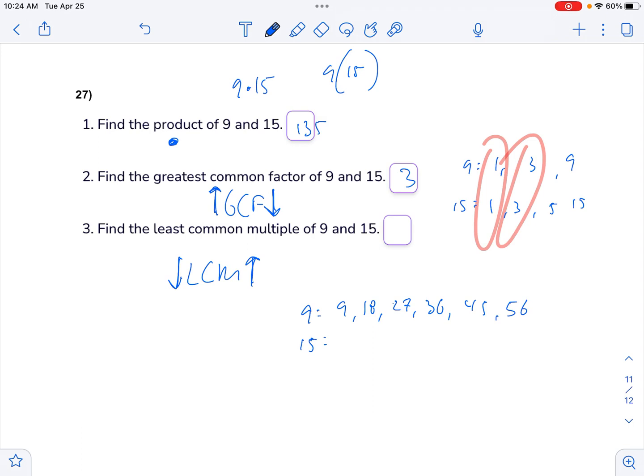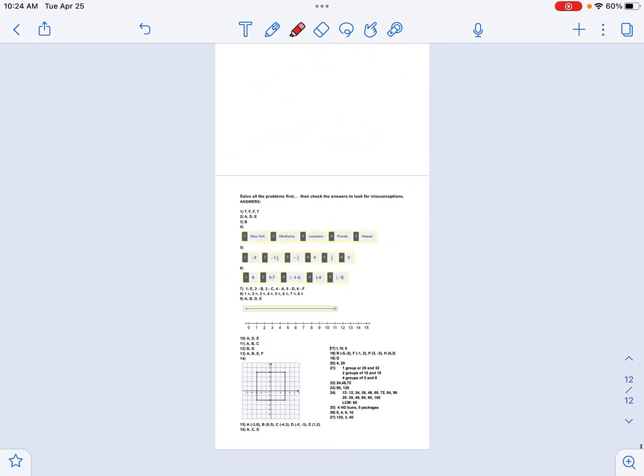Now we're going to do 15. 15 times 1 is 15, no match. 15 times 2 is 30, no match. 15 times 3 is 45. Ding, ding, ding. We've got a match. The least common multiple is 45.